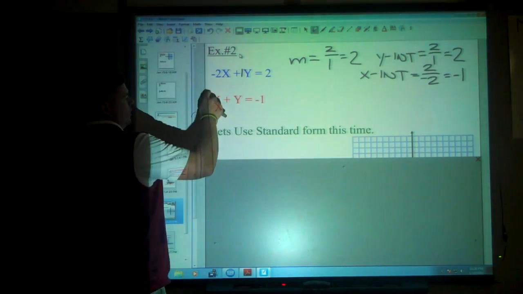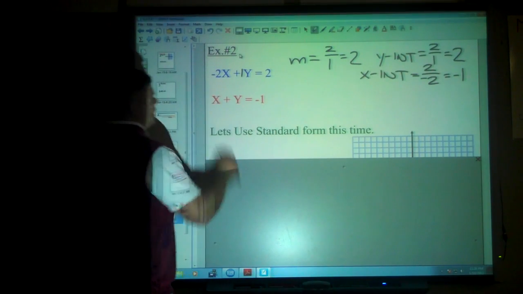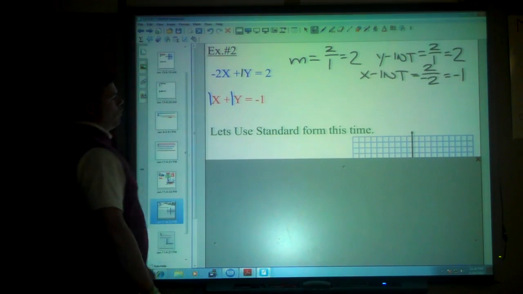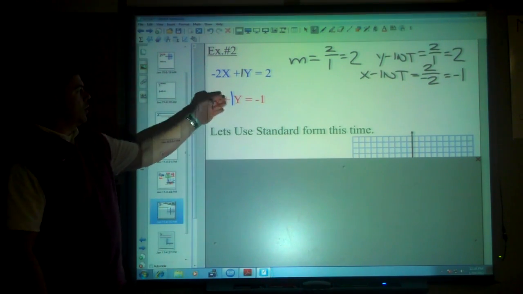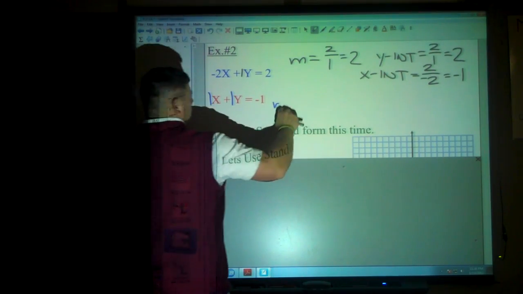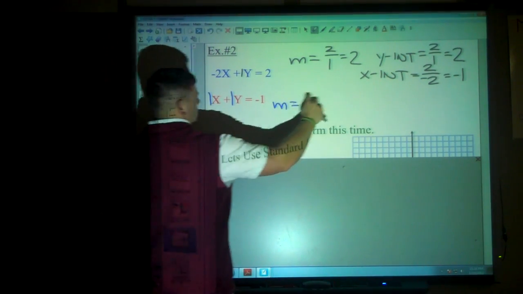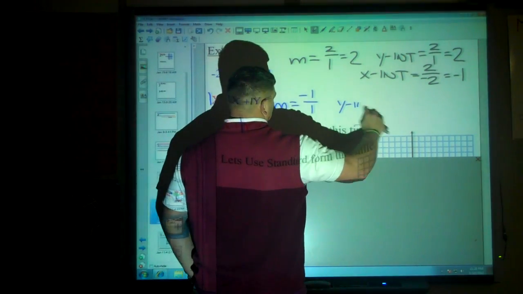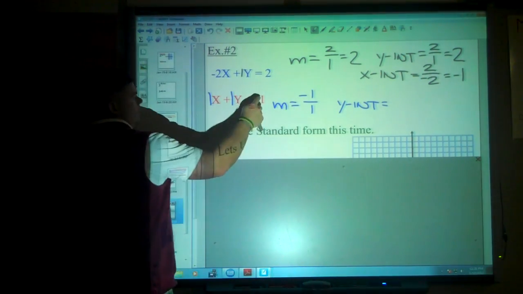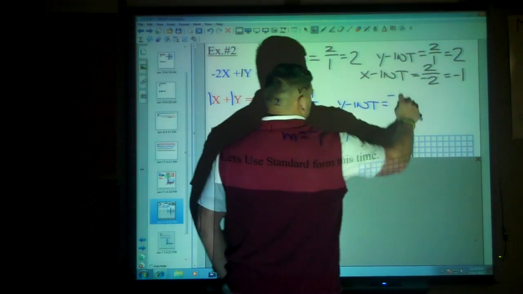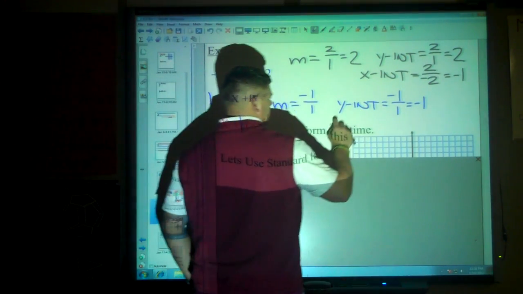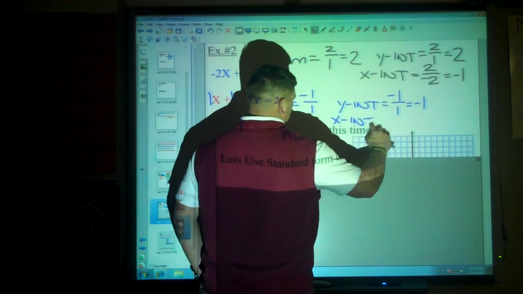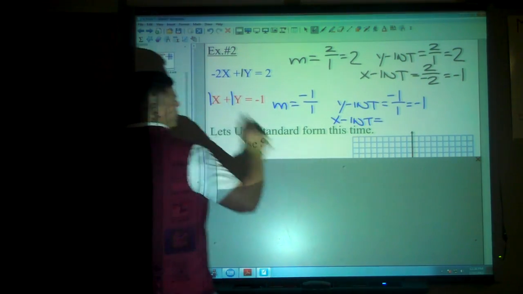Alright, similar concept here. They're going to have 1's in front of the x and y, so our a value is 1, our b value is 1. Our slope is opposite a over b. Our y-intercept is going to be c over b. And our x-intercept is also going to be c over a.